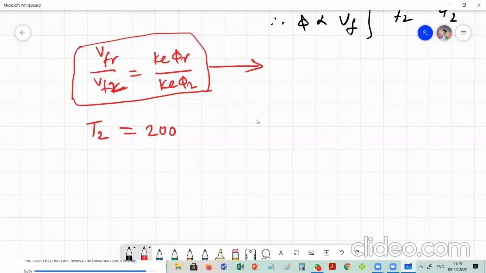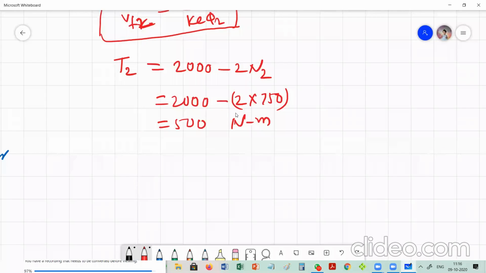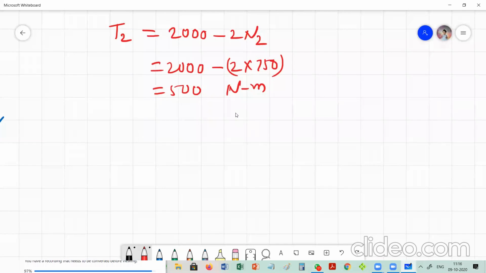So we can use the equation of load torque. T2 is equal to 2000 minus 2 n2, which is 2000 minus 2 into 750, equal to 500 Newton meter. Sorry, not rpm. The unit of torque is Newton meter. I have asked this equation in an MCQ. Now we have to proceed to calculate the current.